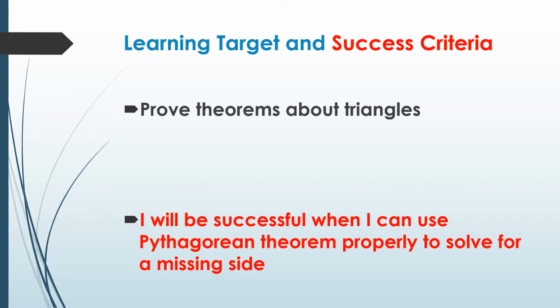All right, so the learning target and success criteria. The learning target is to prove theorems about triangles once again, but success criteria is you'll be successful when you can solve Pythagorean theorem properly to solve for a missing side.